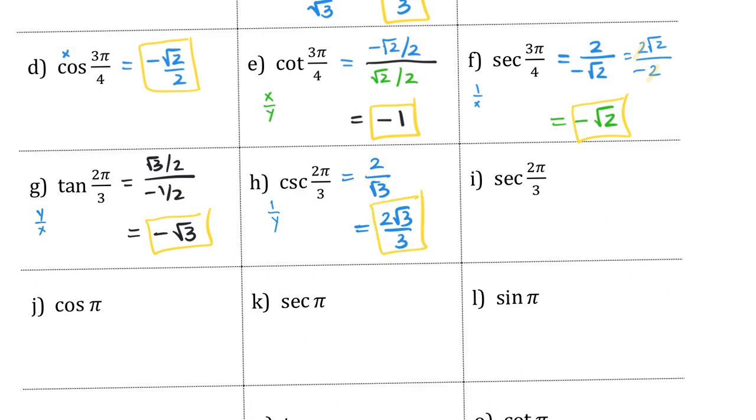Now secant. Secant is the reciprocal of cosine, so I want to take the x-coordinate and flip it. Let's look at the x-coordinate. So if I flip negative 1/2, I get negative 2 over 1, which is negative 2.